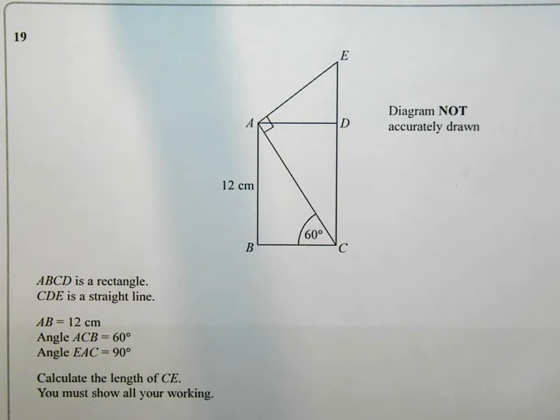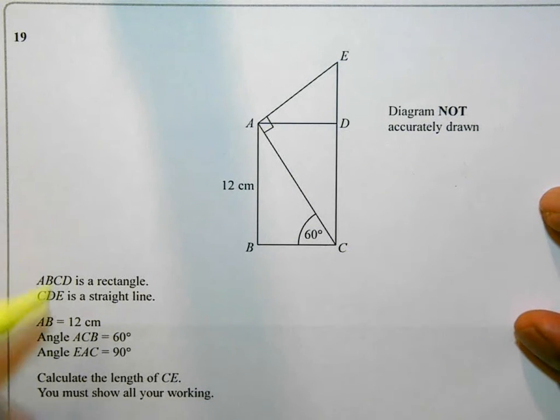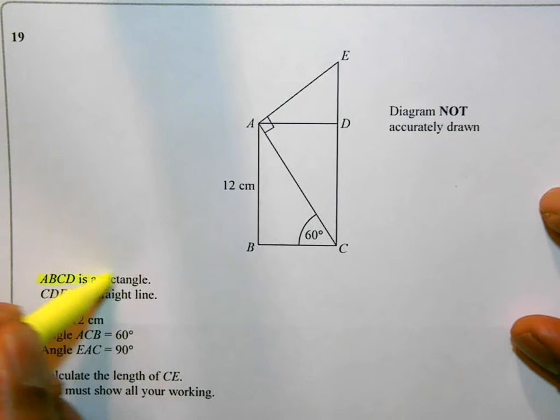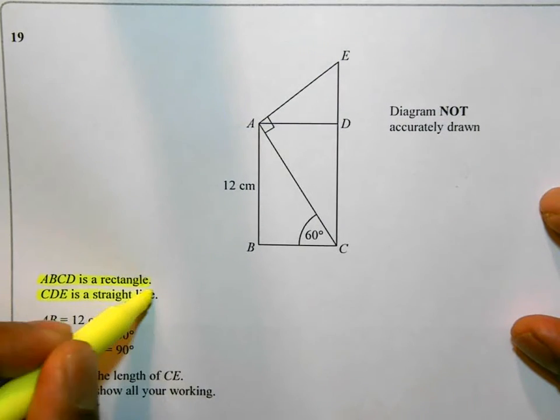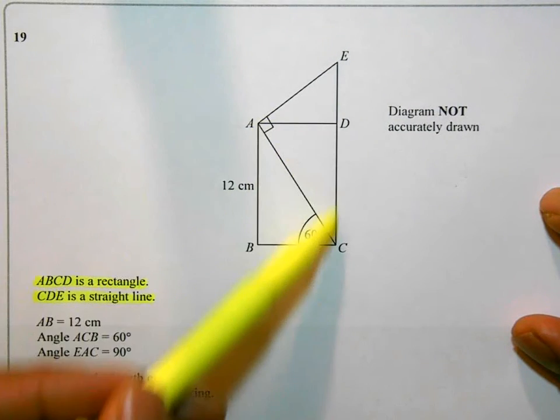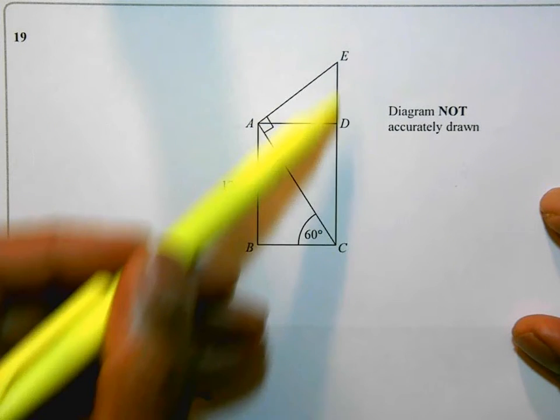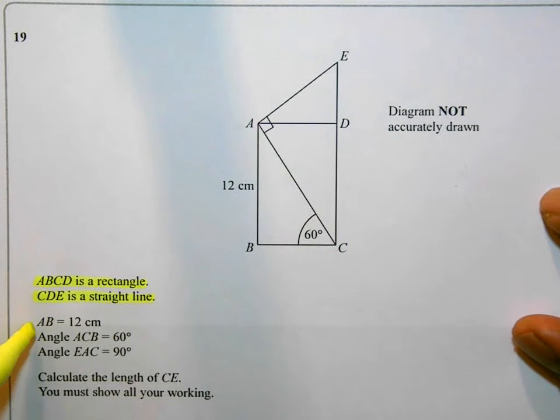This is question number 19 on the June 2015 calculator paper. Looking at this question, I can see there's a diagram and it says it's not drawn to scale. They've said that ABCD is a rectangle, CDE is a straight line, so I can see the rectangle there. There is the straight line. AB is 12, which is on the diagram. Angle ACB is 60, and that's on the diagram as well. Angle EAC is 90, and that's this one over here.